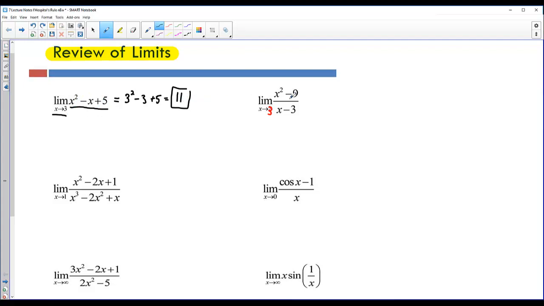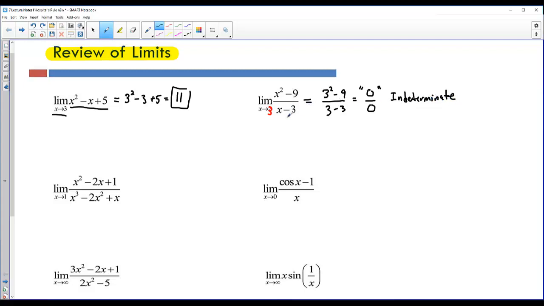Let's try the function next to it here and see what happens. So let's plug in 3 here, and what do we get? We get 3 squared minus 9 divided by 3 minus 3. And this time, we get out an answer that kind of doesn't make any sense. We get 0 over 0 out. And so remember, this was this indeterminate form, which means you can't determine the limit as given. You need to do something else, basically. It may exist, it may not exist, we're not quite sure yet.